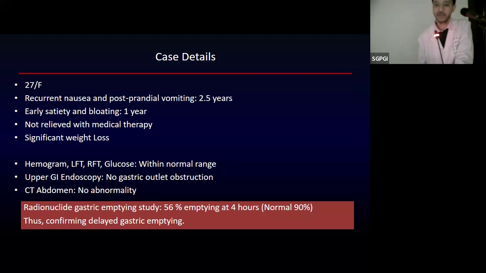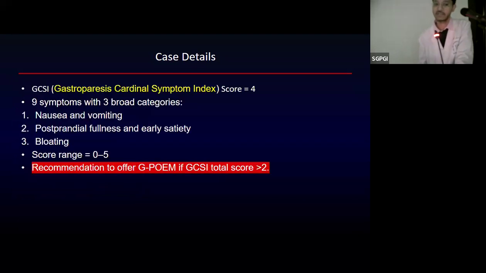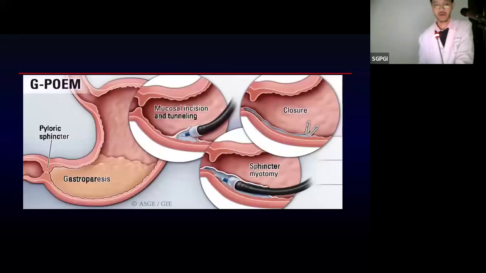So having confirmed gastroparesis, we applied the GCSI, which is the Gastroparesis Cardinal Symptom Index, which was 4 in our patient. The score ranges from 0 to 5, and the recommendation is to offer POEM if the GCSI score is more than 2. So we went ahead with the POEM procedure. The basic steps are the same, and it will be discussed ahead by Professor Praveer Rai.